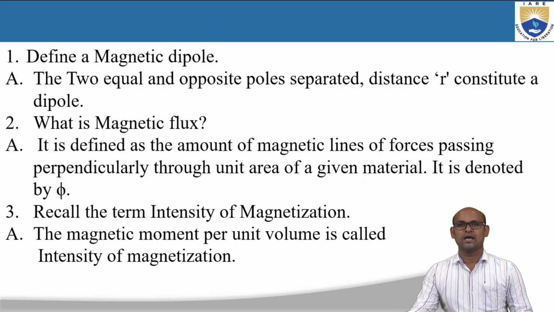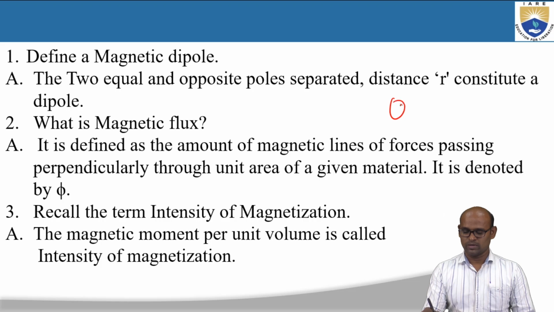Define a magnetic dipole. Two equal and opposite poles separated by a distance constitute a magnetic dipole. Similar to an electric dipole, we can define a magnetic dipole as two equal and opposite poles separated by distance r. So you have a south pole and a north pole, and the distance between these two is r. So that is a magnetic dipole.